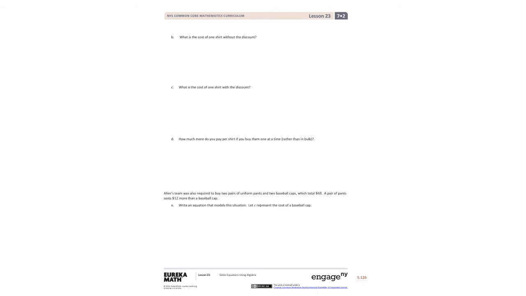Okay, on this page, I want you to go down to the bottom. Alan's team was also required to buy 2 pairs of uniform pants and 2 baseball caps, which totals $68. A pair of pants cost $12 more than a baseball cap. Write an equation that models this situation. Let C represent the cost of a baseball cap. So I want you to pause this, write what you think your equation should look like, and then unpause it when you have it.